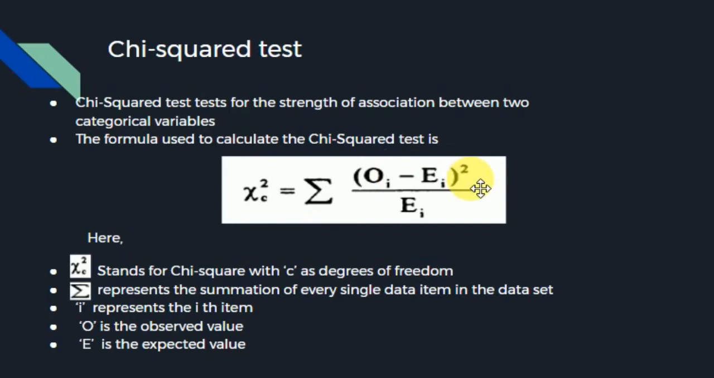We will be doing the summation of these values for every item in the data set, where i stands for the ith item. Using this formula we will be getting the chi-square value.